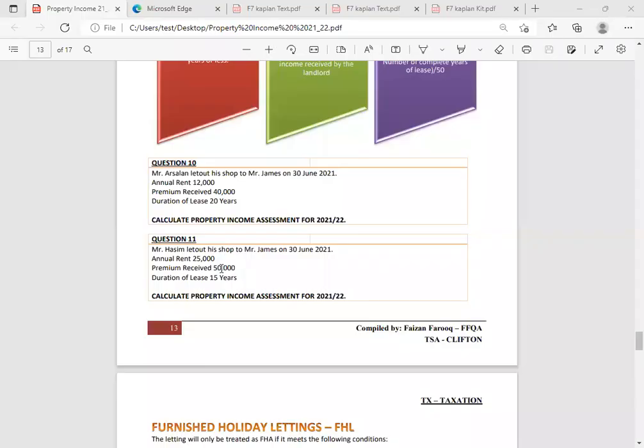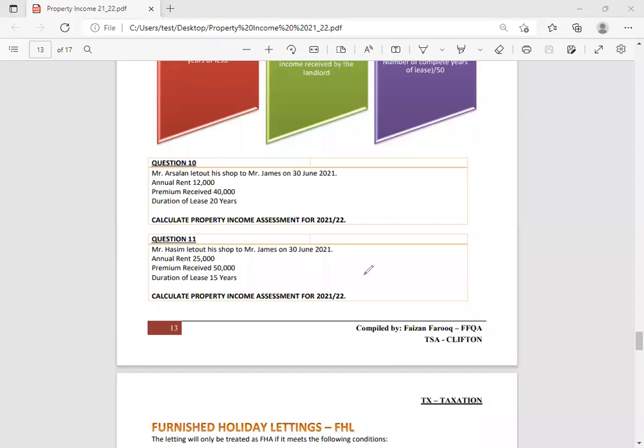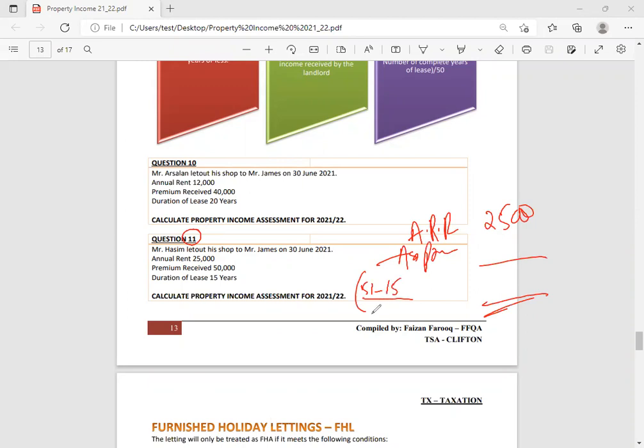I need you to do question number 11 on your own, please. We have annual rent received in question number 11, 25, right? Assessable premium: 51 minus 15 years divided by 50. How much? 36,000. So the answer is 36,000, and this is my property income. You got the correct answer.